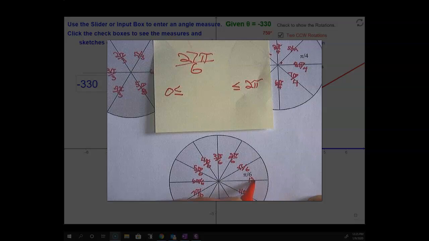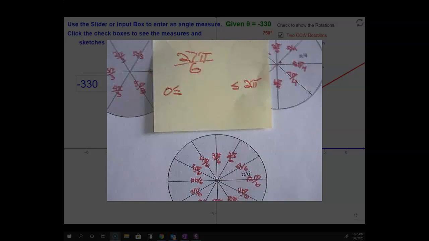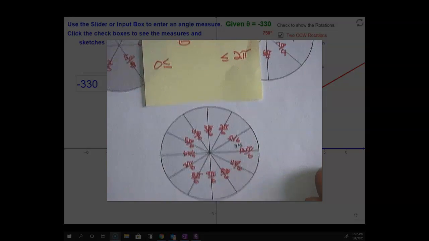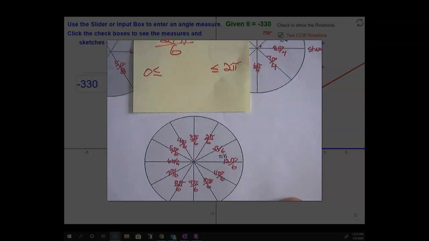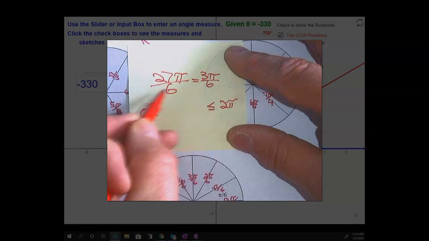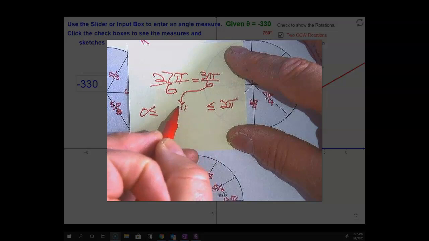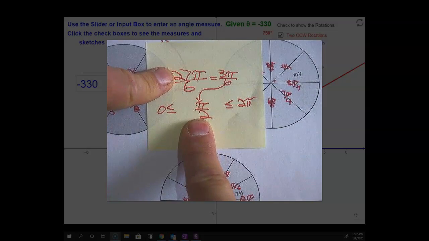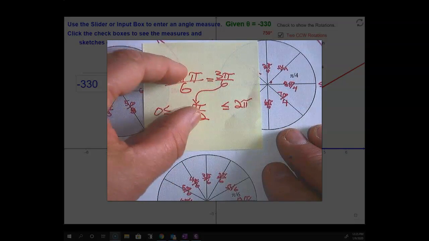And then one time around is 12 pi over 6, and we want 27 of them. If we went around one time, that'd be 12. Went around again, that'd be 24, 25, 26, 27. So this is the same as 3 pi over 6, and when you reduce that, it's pi over 2. So pi over 2 and 27 pi over 6 are called coterminal angles.